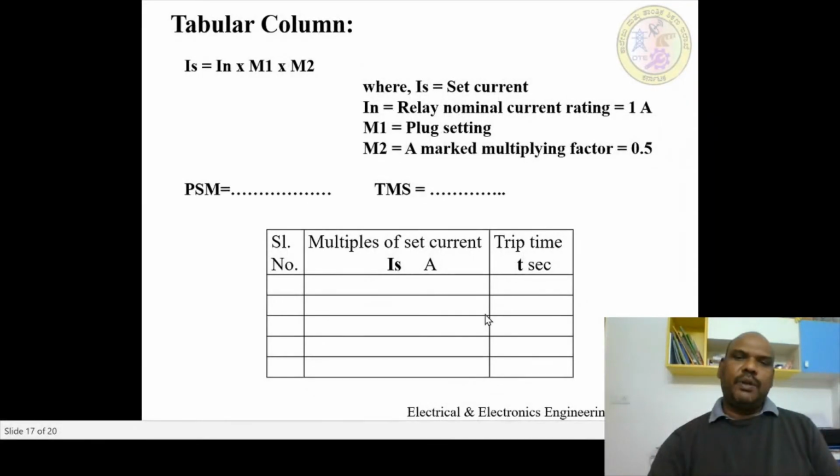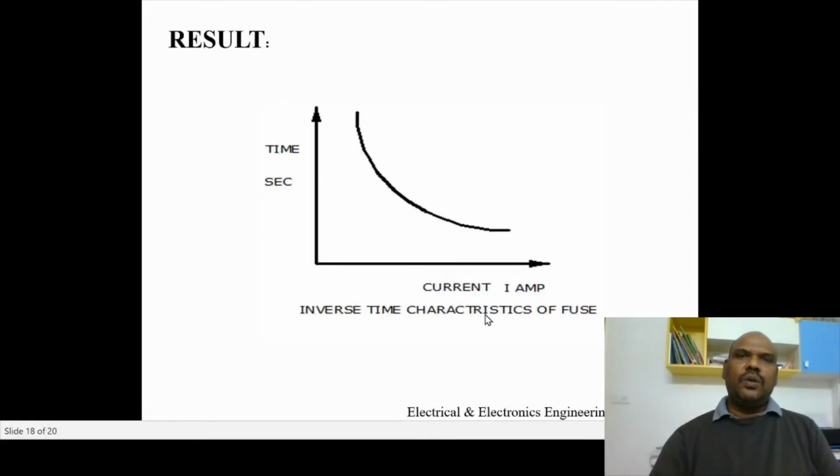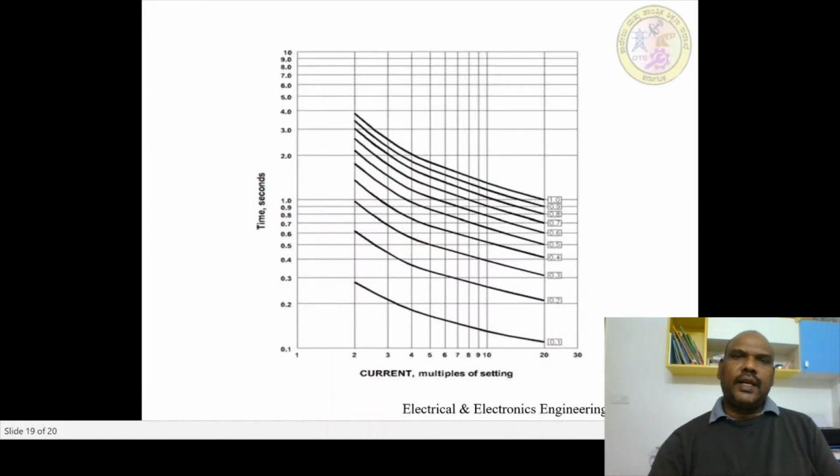After completing the experiment, you have to plot what is known as the inverse time characteristic curve like this on a log graph sheet. I will show the ideal characteristics here. This is the ideal characteristics. You can see on the y-axis the time scale, and on the x-axis this current scale, which is multiples of set current. And here, you can see a number of graphs.